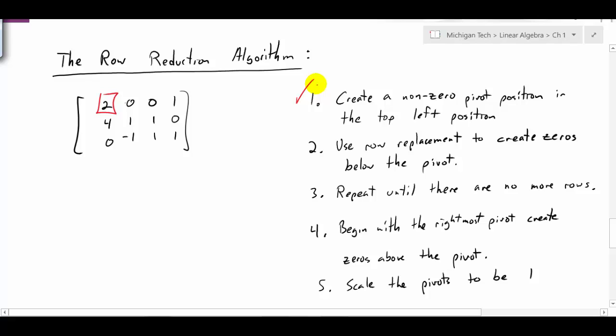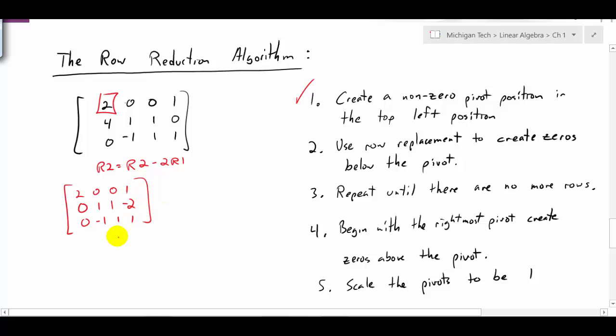It says use row replacement to create zeros below the pivot. So I need all the values below that pivot to be 0, and right now they're not. We use a row replacement. I'm going to take R2 and replace it with R2 minus 2 times R1. If I do that row operation, I'm not changing the first row. I am changing the second row though. That will give me a 0 value here, a 1 value here, a 1 value here, and a -2 value here. And I'm not doing anything to the third row.